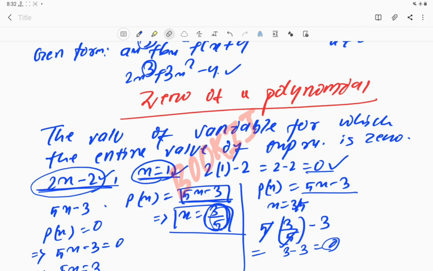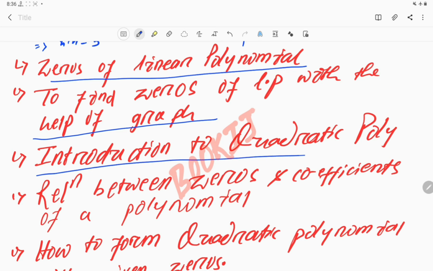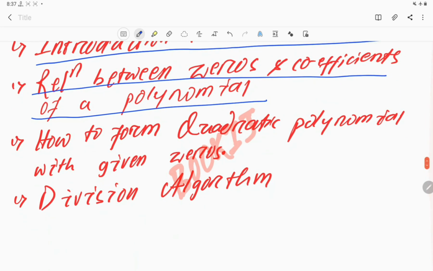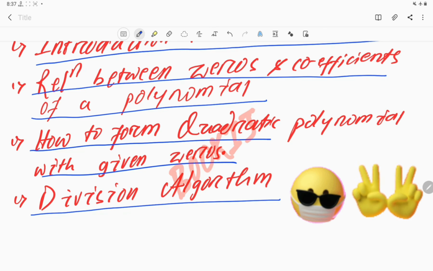Till this much we completed the introduction to the chapter, and in the next videos we'll be discussing how to find the zeros of a linear polynomial. Here we'll find the zeros of a linear polynomial with the help of a graph. Then we'll study the introduction to the quadratic polynomial. Then what is the relation between the zeros and coefficients of a polynomial. Then we'll get to know how to form a quadratic polynomial if we are given the zeros. At last we'll get to know about the division algorithm.